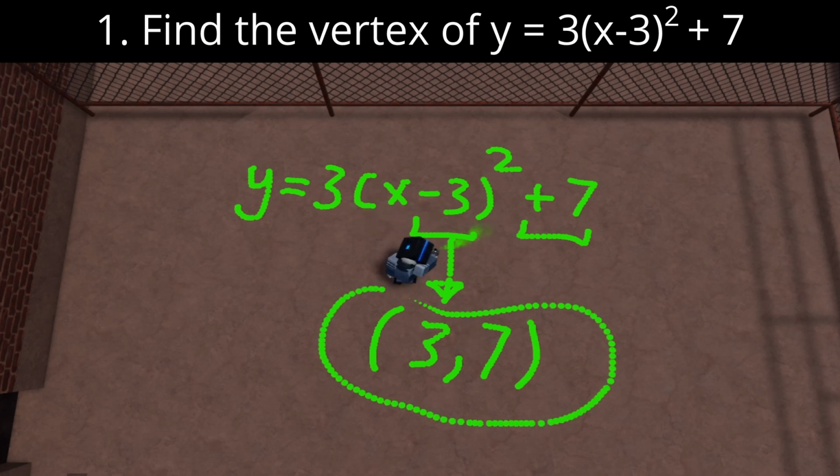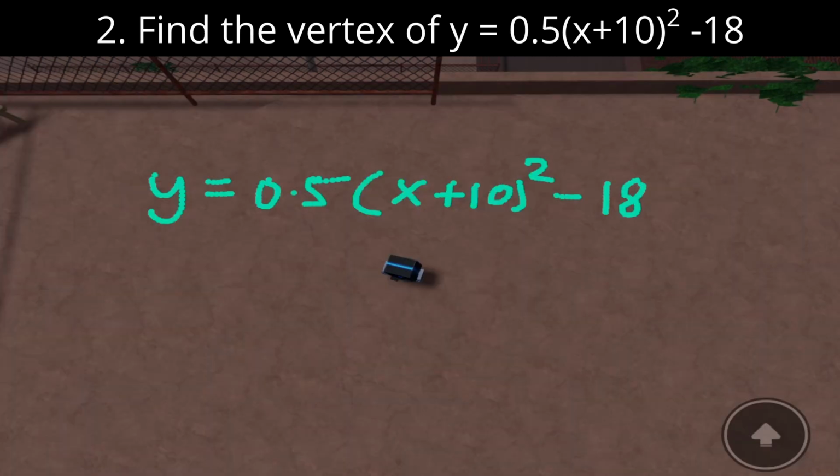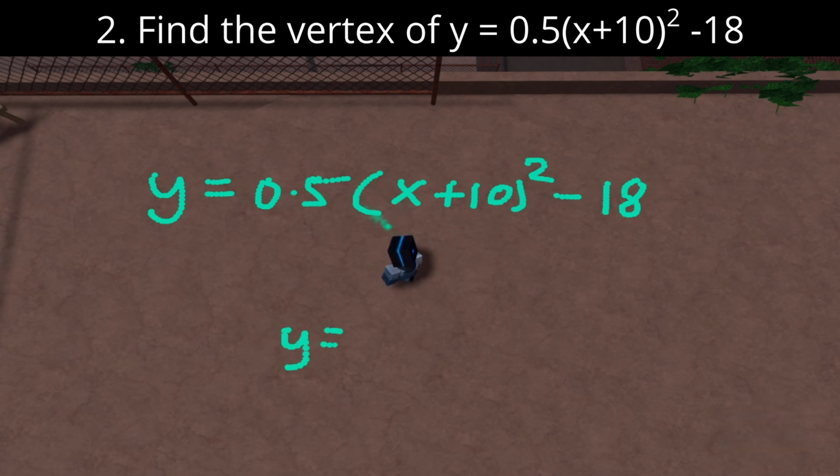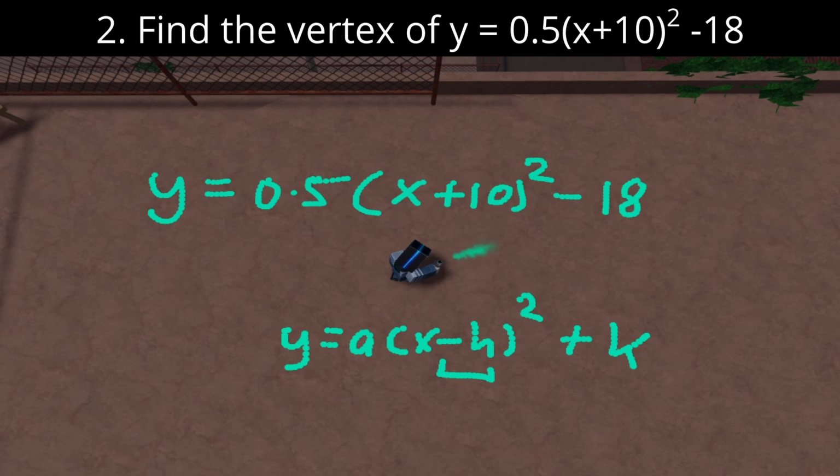That was pretty easy. Here, we need to find the vertex of y equals 0.5 times (x plus 10) squared minus 18. Once again, this equation is in vertex form, and let me write that again. Vertex form is y equals a times (x minus h) squared plus k. And the vertex is derived from flipping the number inside the parentheses, that minus h becomes a plus h, and this k just stays as k for the vertex.